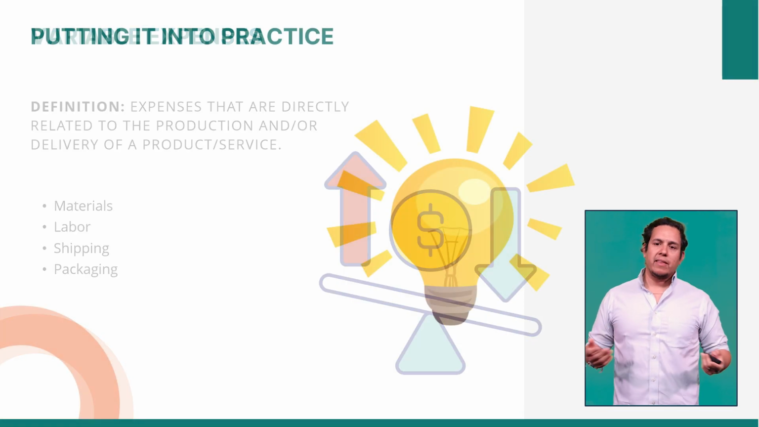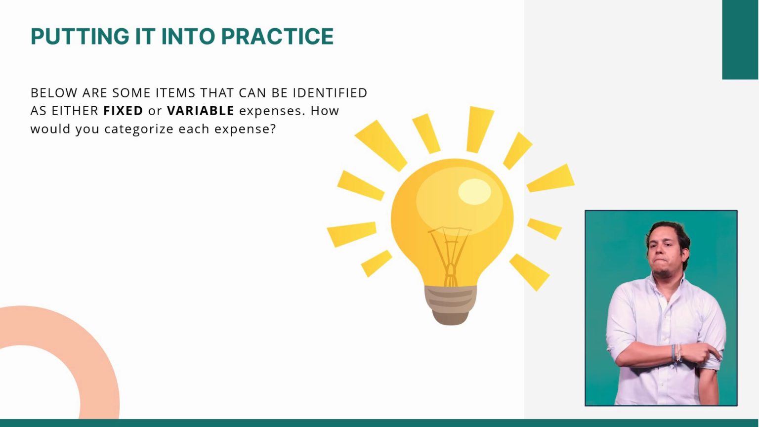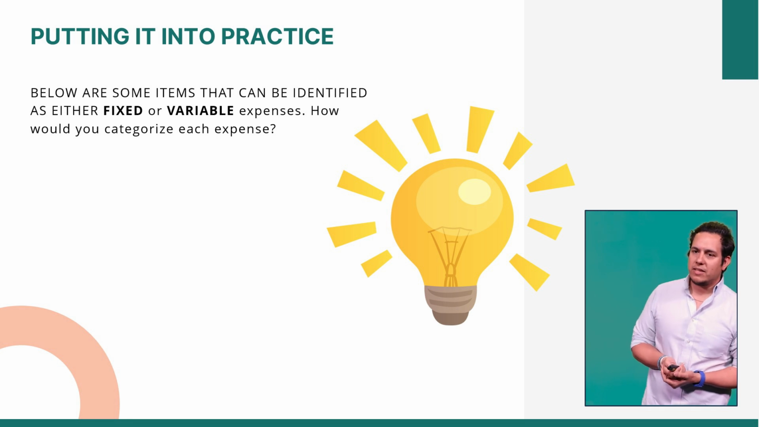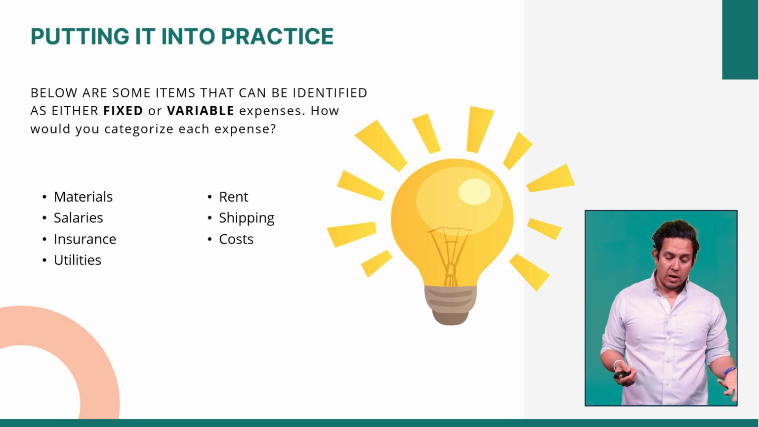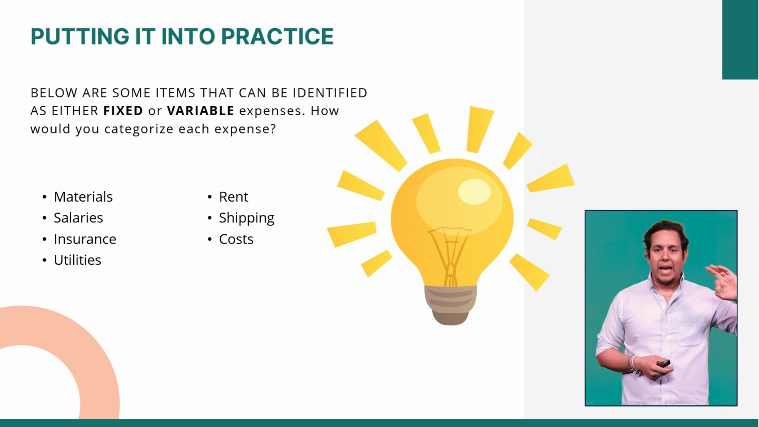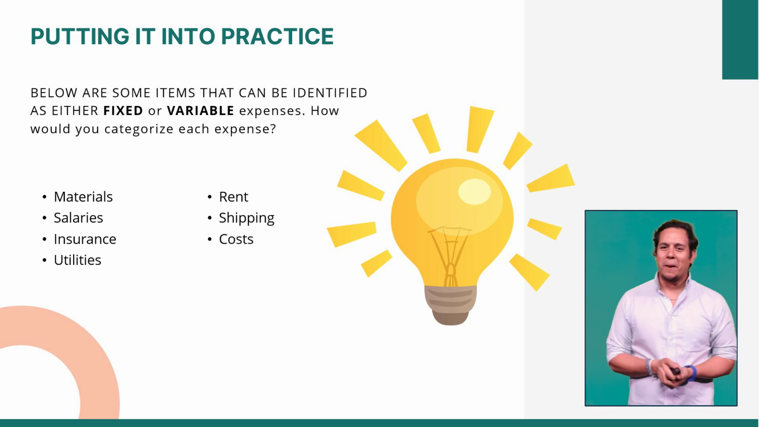Putting this into practice. Some of these items can be identified as either fixed or variable expenses. How would we categorize these expenses? Materials, we just saw them, right? The more we sell, the more materials we're going to utilize. So that's going to be a variable cost. Good job, all of you online.